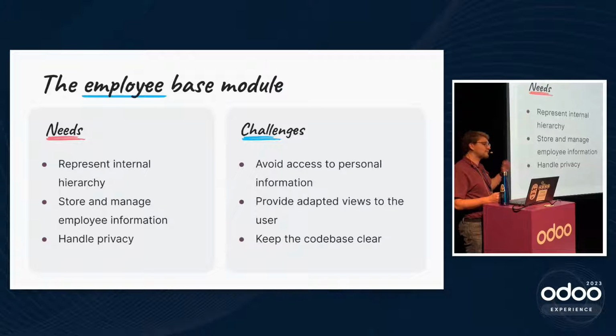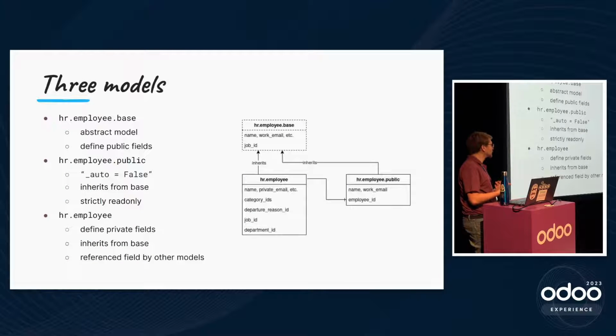So we want to avoid access to personal information of the employees for any user. We want also to provide adapted views to the user, so given the rights, what are the information that you will be able to see. And as this is a central application that we rely on to build everything around, we want to keep the code base as clear as possible. So, with the main point being the personal information, what we decided to do is to have actually 3 models for the employees, and I will explain why we chose that and how it works.